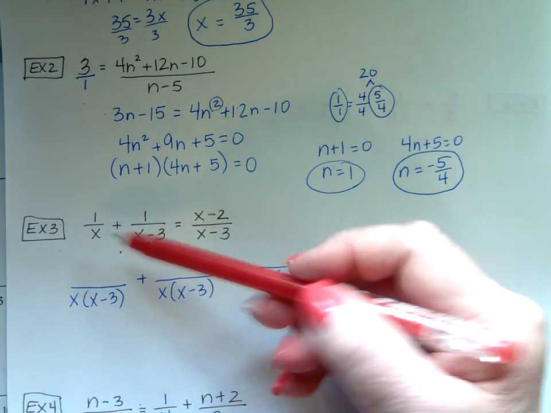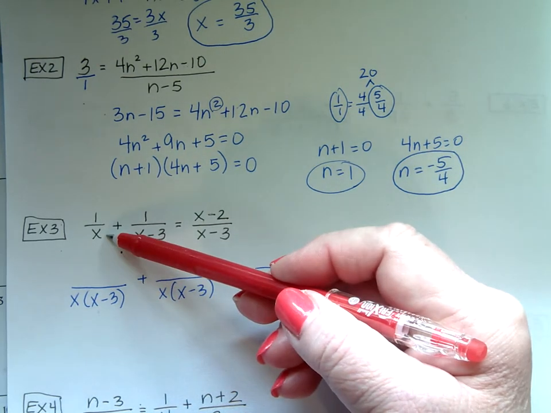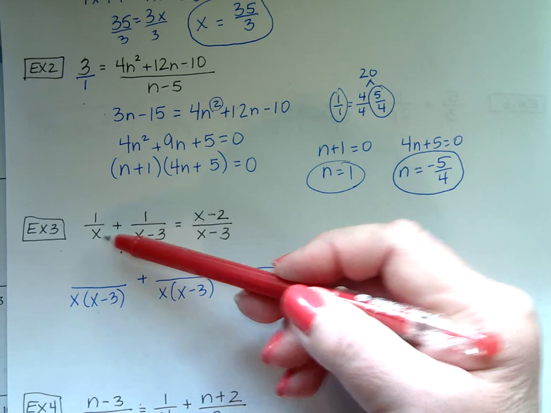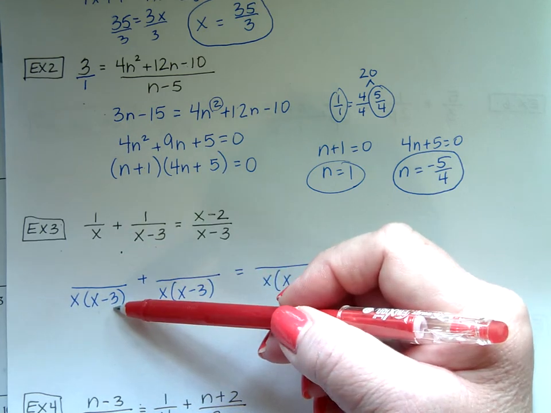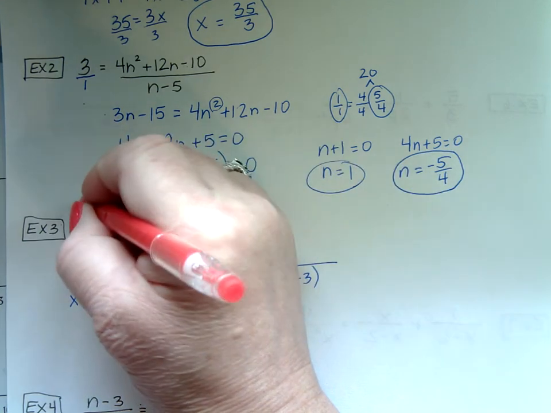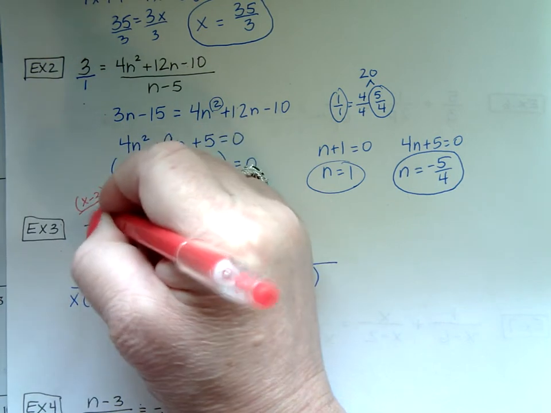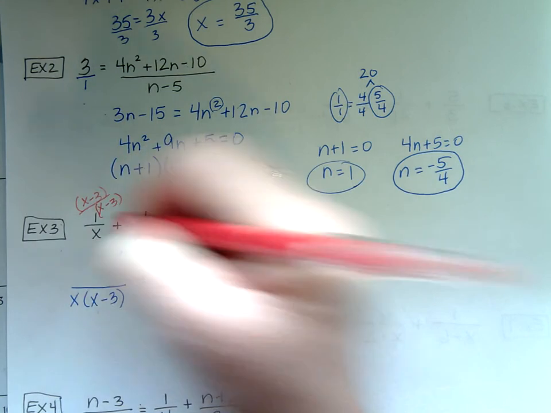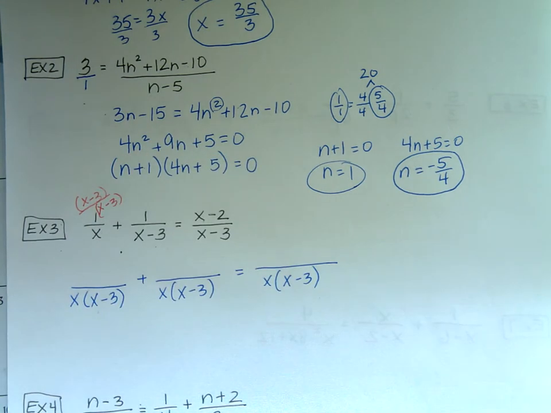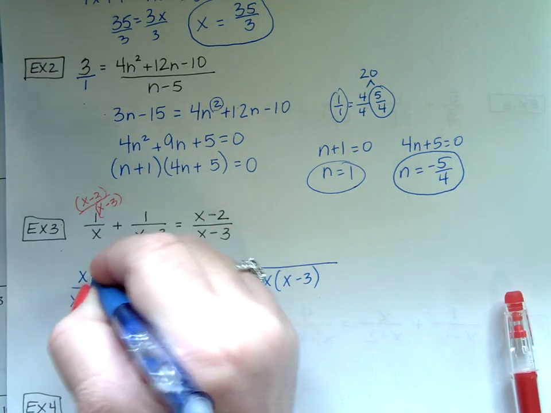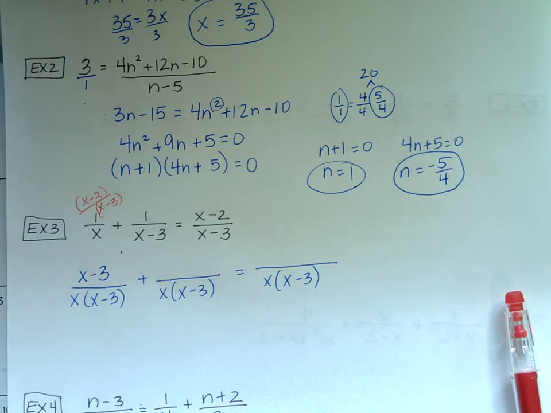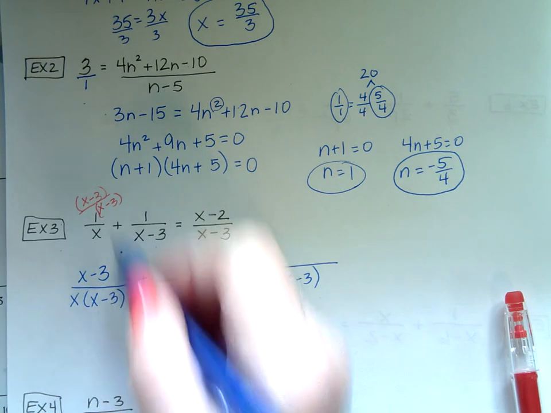So if I compare this guy, he has an x. I'm just looking at the bottoms. This guy has an x and an x minus 3. So this one needs to be multiplied by x minus 3 over x minus 3. I'm going to do this one the long way, and then I'll show you some shortcuts. All right, so let's do that. 1 times x minus 3 is x minus 3. That's my new numerator. X times x minus 3 is my denominator.